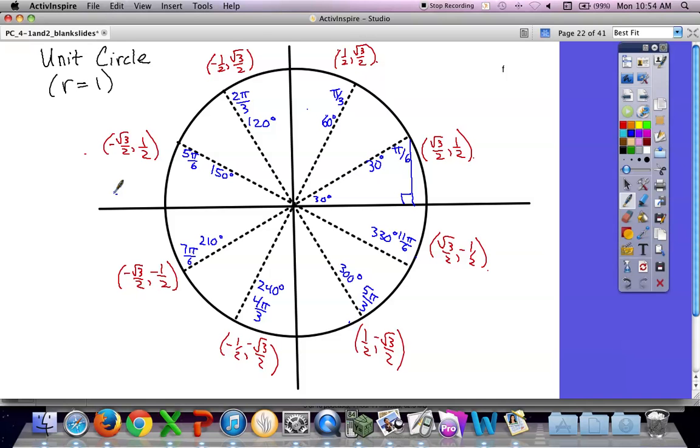Now if I go to 60 degrees, it's still the 30, 60, 90 triangle with a hypotenuse equal to 1 because the radius equals 1. What changed now is that the short side is now the x-coordinate, 1/2, and the long side is the y-coordinate, root 3 over 2. So that's how you go from 30 degrees to 60 degrees. It just switches the coordinates.